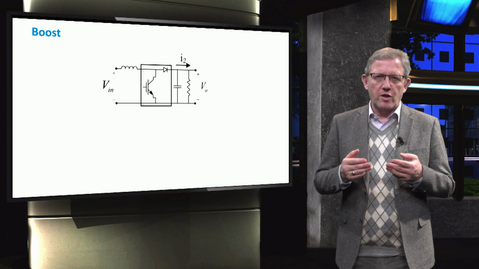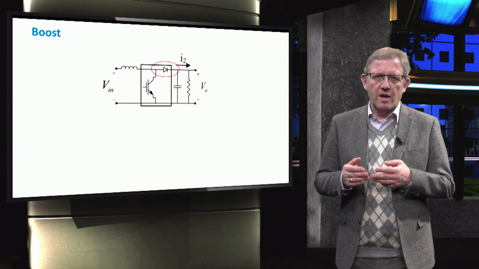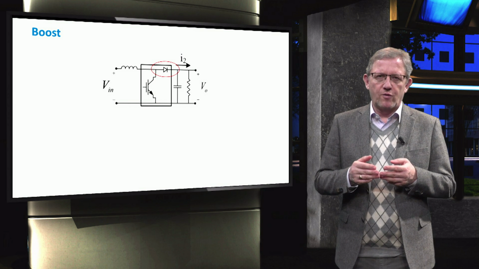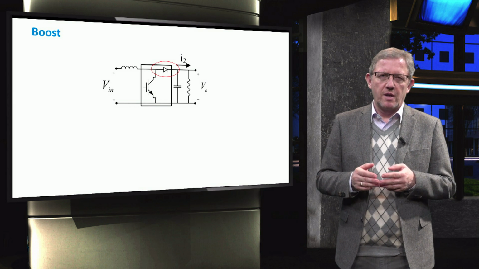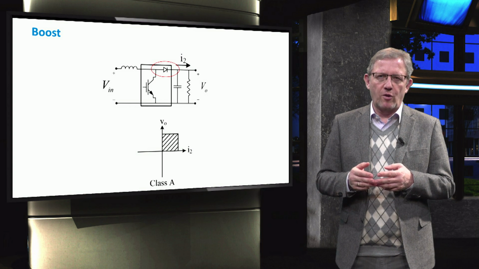What about the conventional boost converter? We learned that they step up the voltage at the output. Due to the placement of the diode at the output of the boost converter, it does not allow the current to flow from the output to the input. Therefore, similar to the buck converter, boost converters are also falling under Class A.